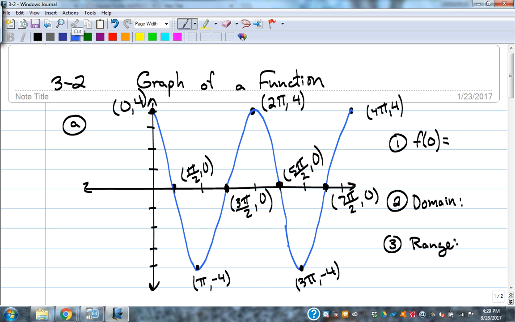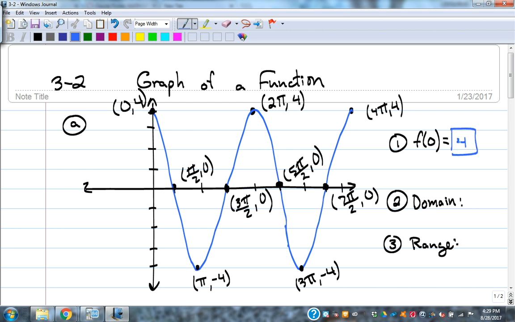f of 0 represents what? It's the y value for when x is 0. And so what is the y value for when x is 0? 4 is right up here. That place right there. That's the only place where x is 0, and the y value is 4. The answer to that one would be 4.